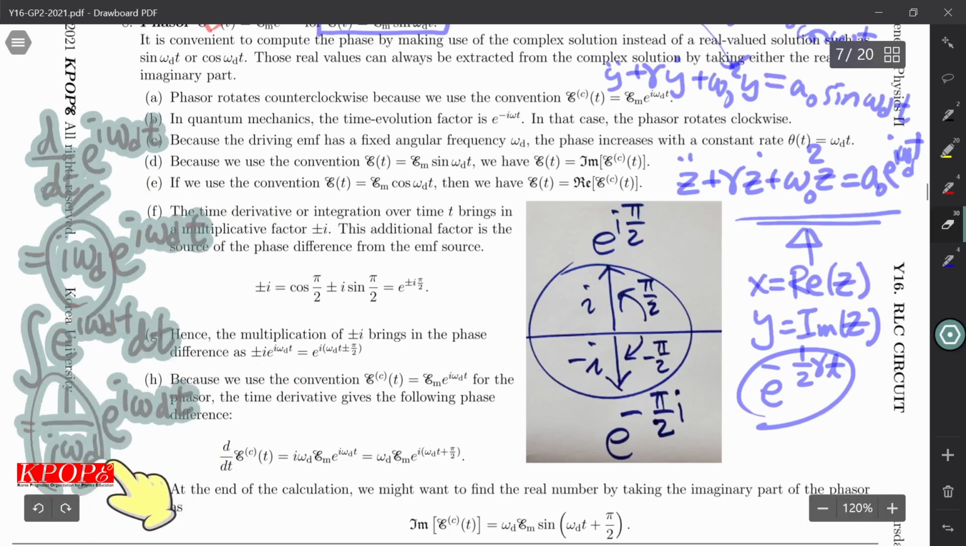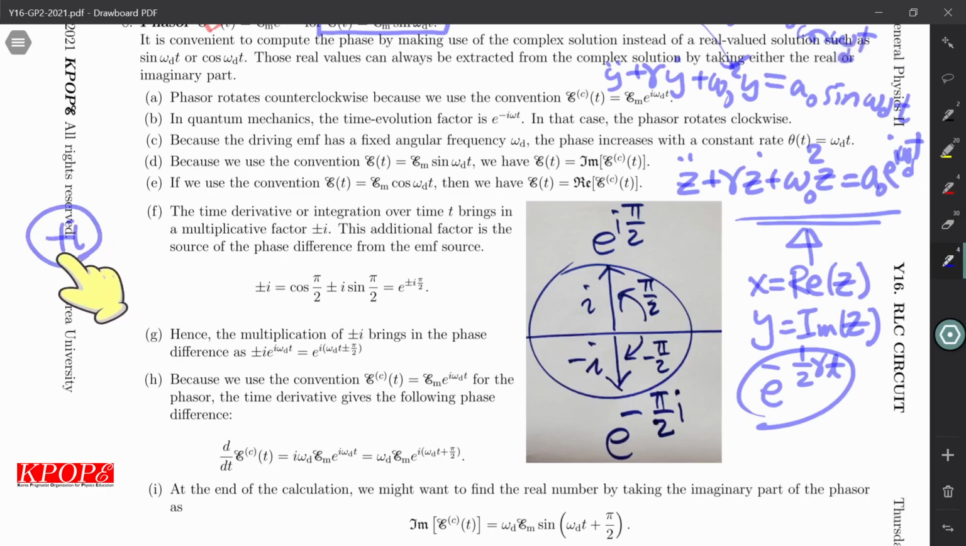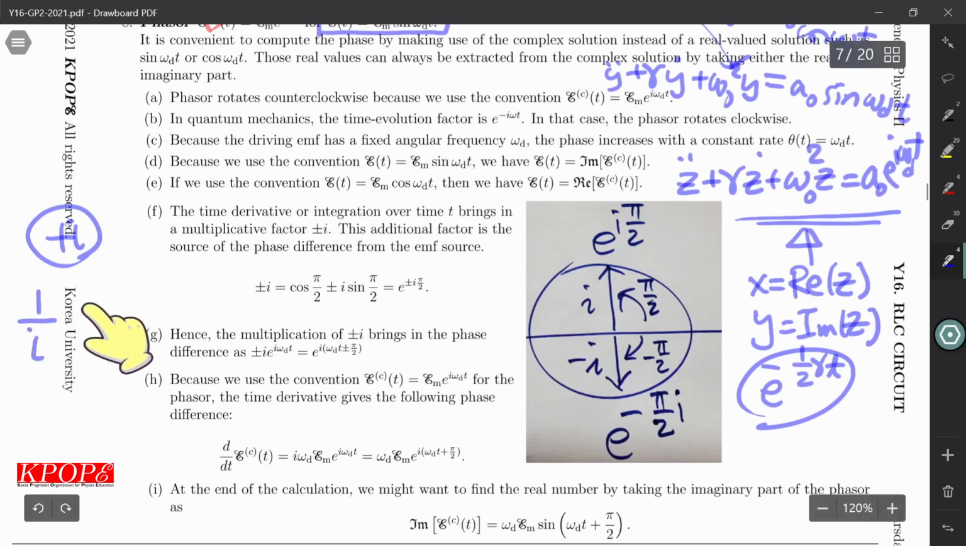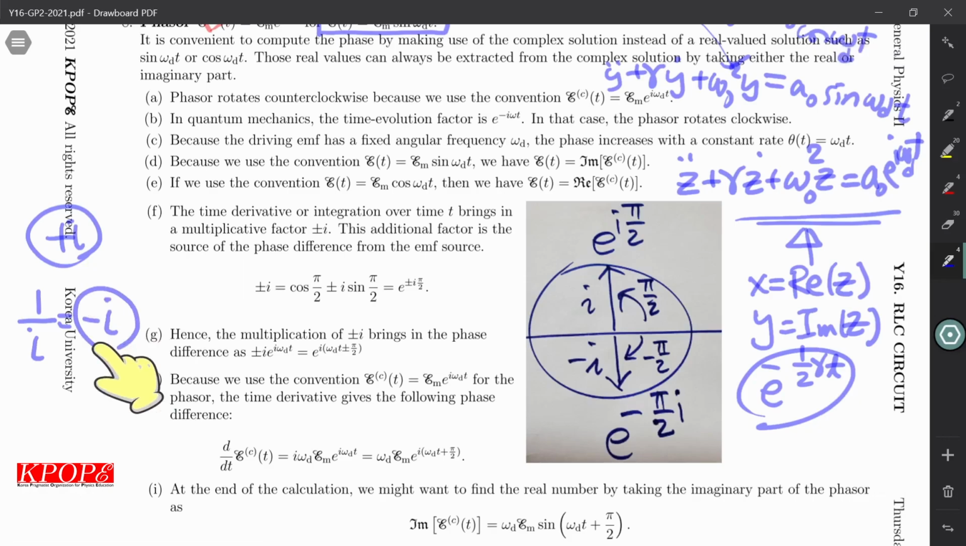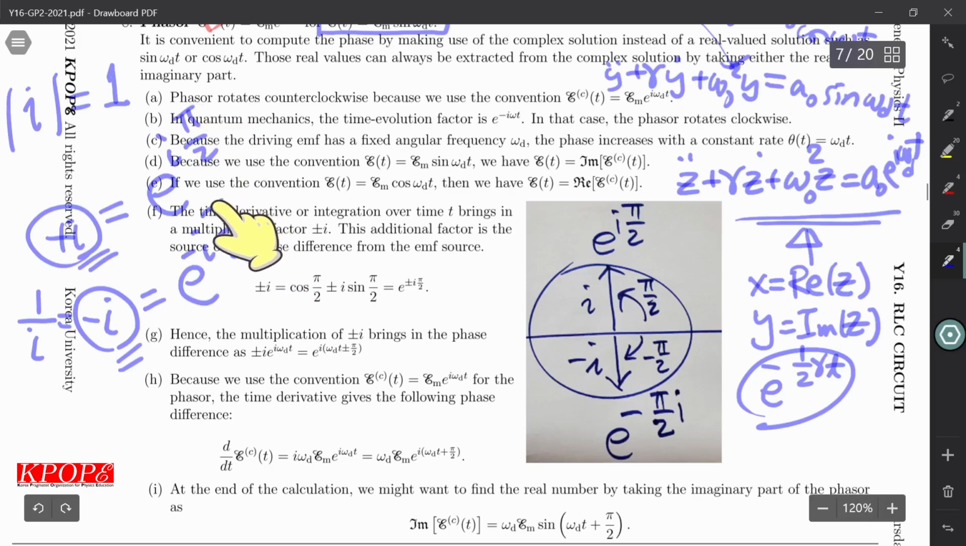If we have such an additional factor in the derivative, we face plus I as an additional factor. In the time integral, we have 1 over I, that is minus I. This additional factor is because the absolute value of I equals 1, this is modulus 1. So this one can always be expressed in terms of exponential I something, a real number. This is half of pi, and this is minus half of pi.